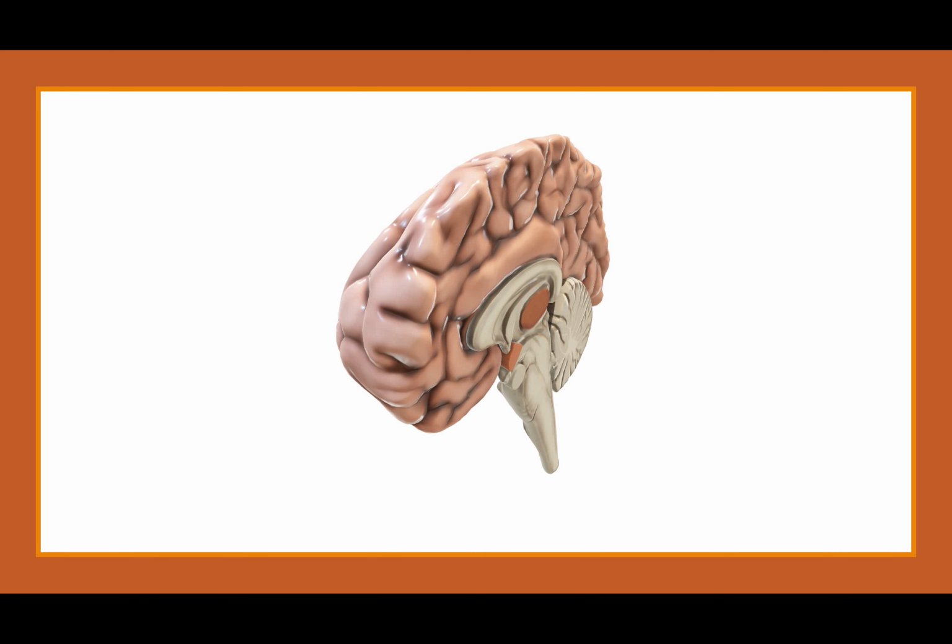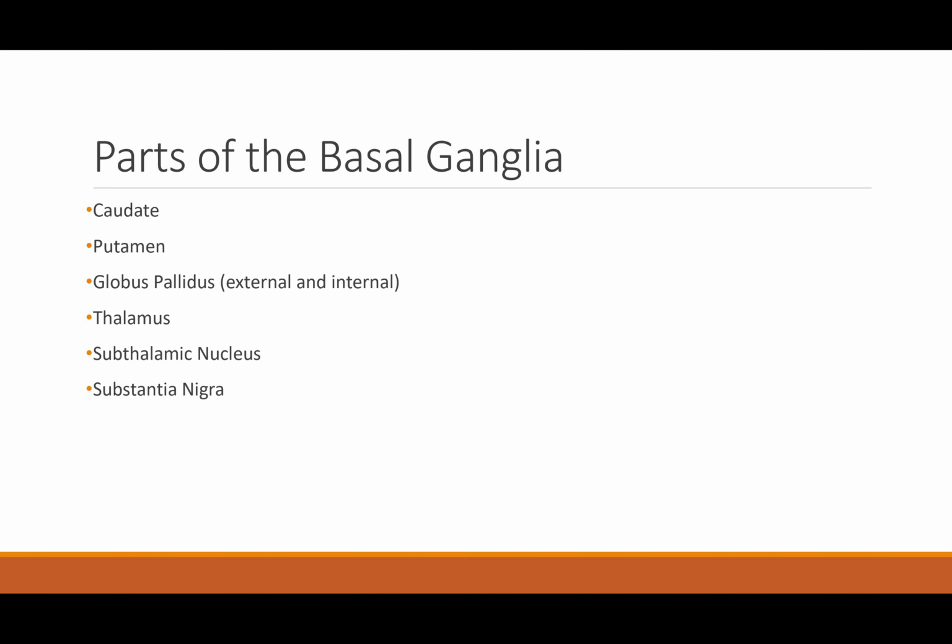And so what are the different pieces? Well, I think there's really 6 main pieces that you should know at the medical student level. So the caudate, the putamen, the globus pallidus, which has 2 pieces to it, the external and the internal part, the thalamus, and just below that the subthalamic nucleus, and the substantia nigra.